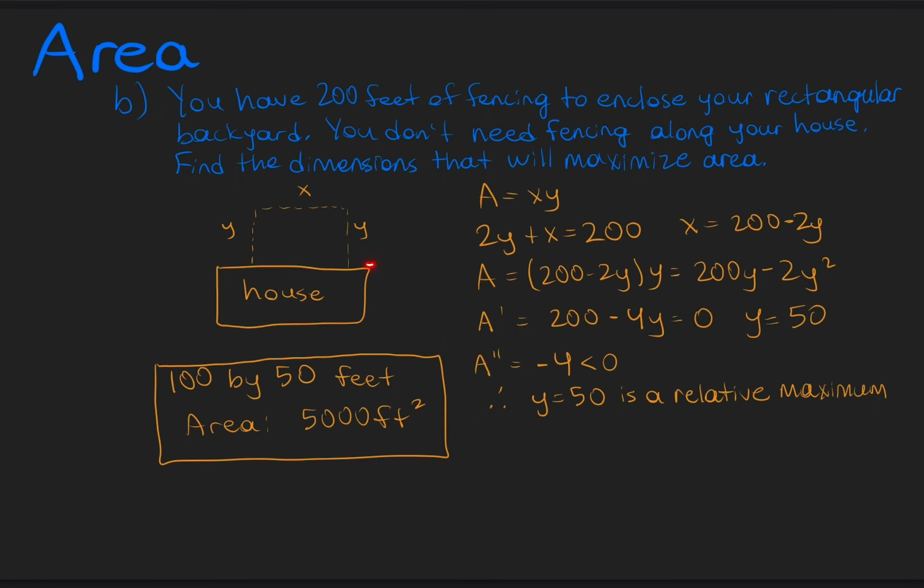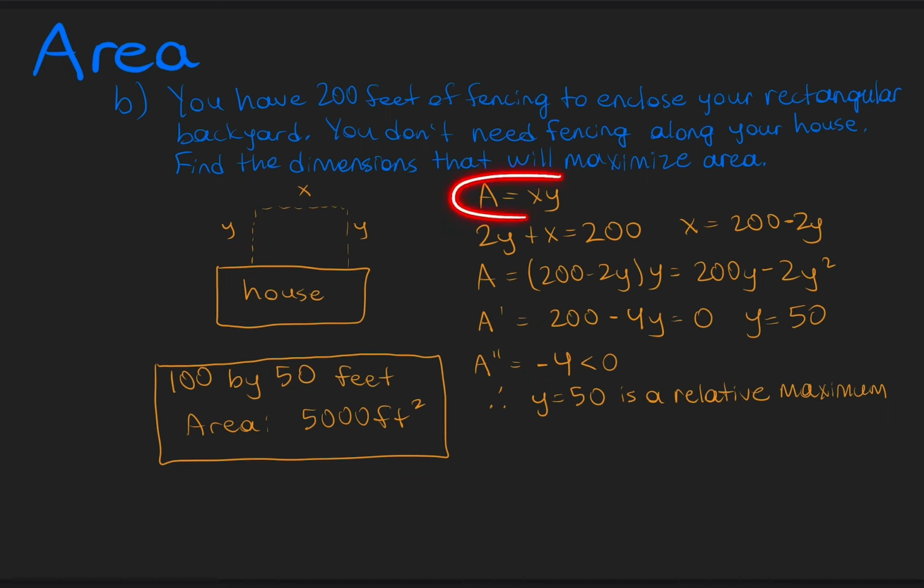And here is our diagram, which is usually helpful in optimization problems. So here's our house, and we have a potential backyard over here that we must spread out 200 feet of fencing around to maximize the area. It could also be like this. The backyard could also be like this. It just depends on how the area is maximized.